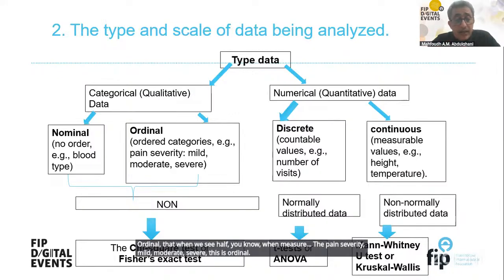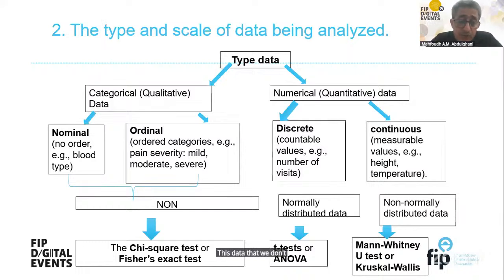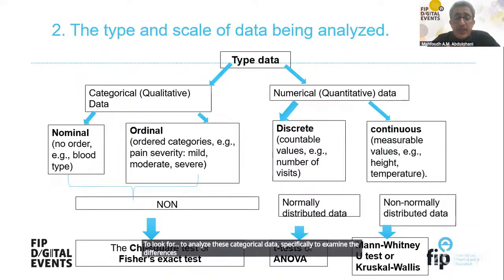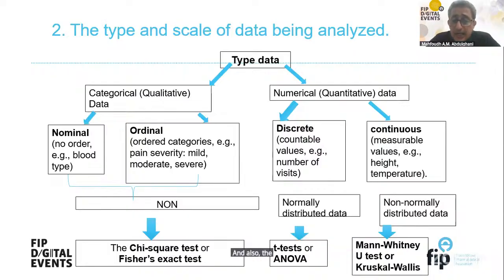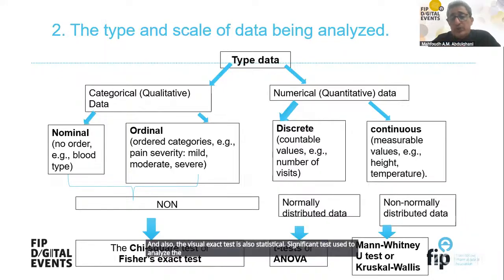For this data, we take either the chi-square or Fisher's exact test. To analyze this categorical data, we specifically examine the differences between observed and expected frequencies, for example. And the Fisher exact test is also a statistical significance test used to analyze the relationship between two categorical variables, particularly when dealing with a small sample size.